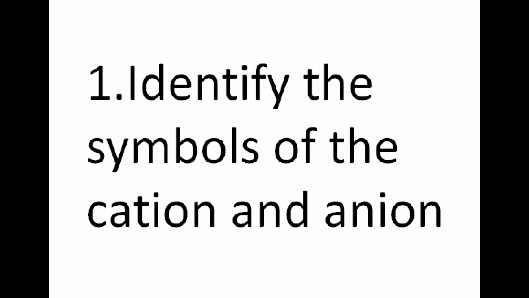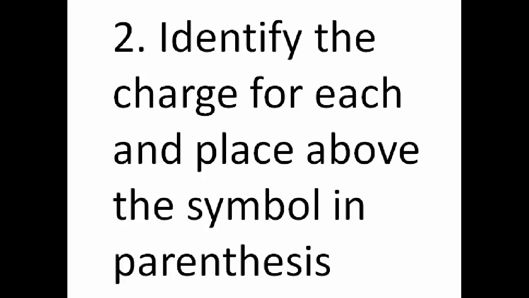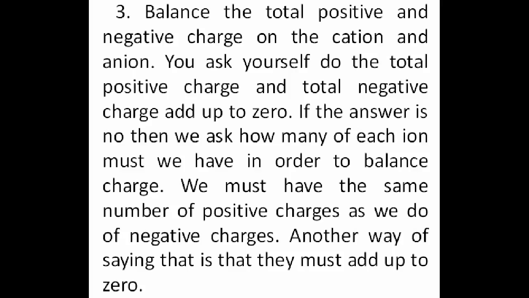How to name and write chemical formulas. First, identify the symbol of the cation, the first part of the name, and the anion. Second, identify the valence or the charge of each symbol and place it in parentheses just above the symbol. Third, balance the total positive and negative charge on the cation and anion. Just ask yourself, do the total positive charge and total negative charge add up to 0?